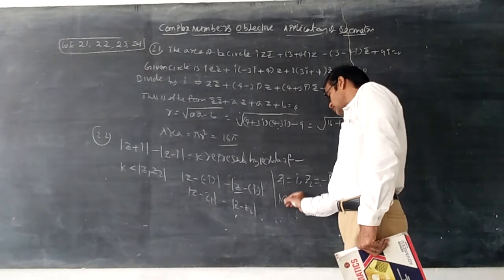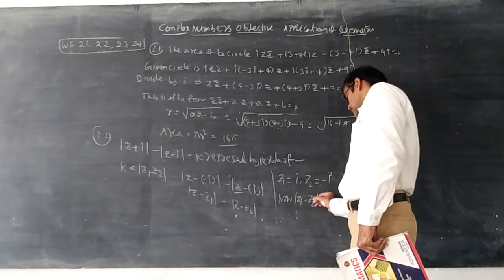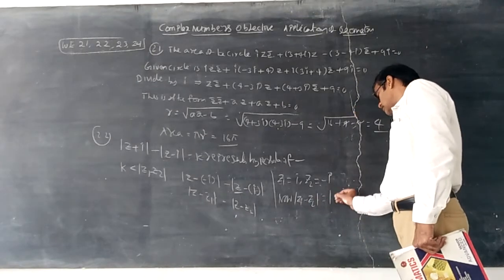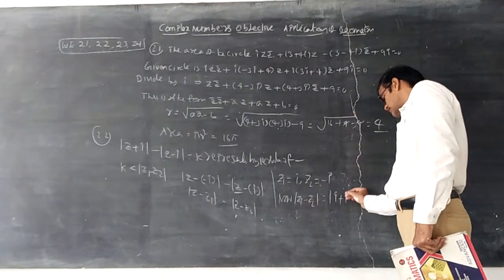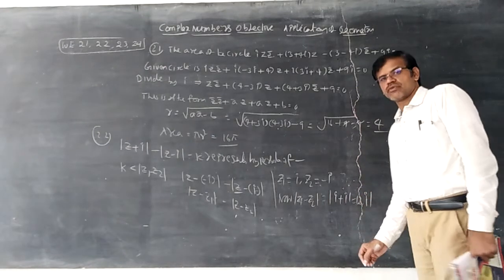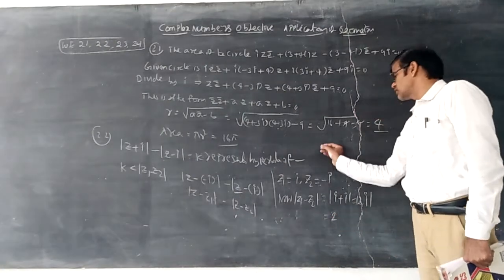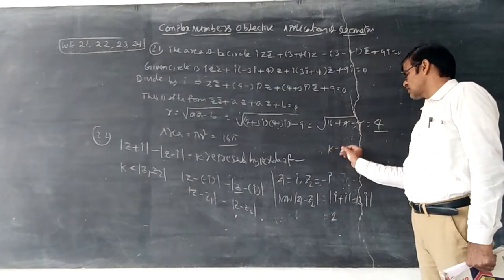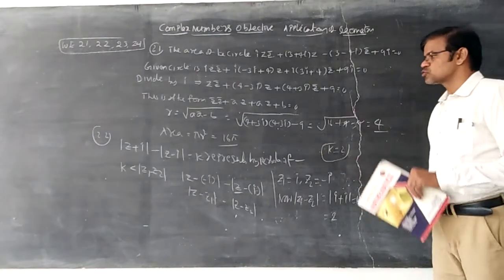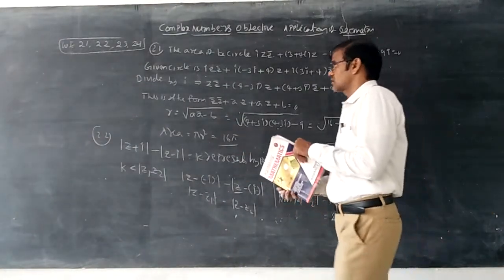Now modulus of z1 minus z2. Modulus of z1 minus z2 means modulus of i minus of minus i, which becomes 2i. So modulus of 2i means root of real part square plus imaginary part square, that is equal to 2. Therefore the condition here is k should be equal to 2. That's why k is equal to 2 is the correct answer.